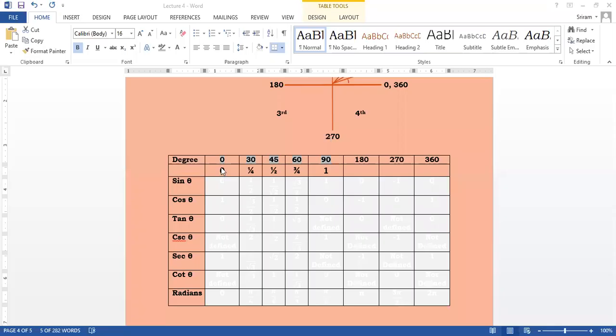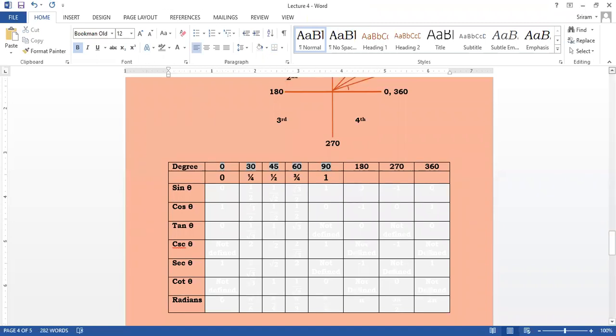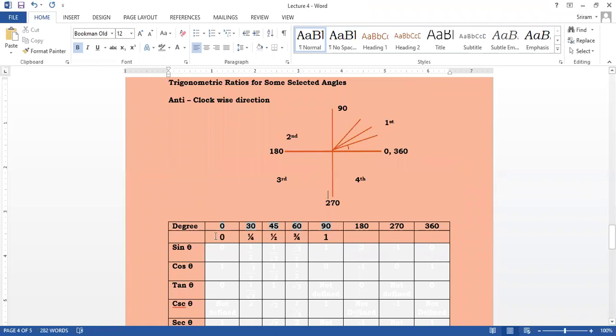See, now, again, I am repeating for continuity purpose. I am having 0 to 90. I am going to divide 0 to 90 into 4 equal parts. What is the meaning of 4 equal parts? 0, 1/4, half, 3/4 and 1.